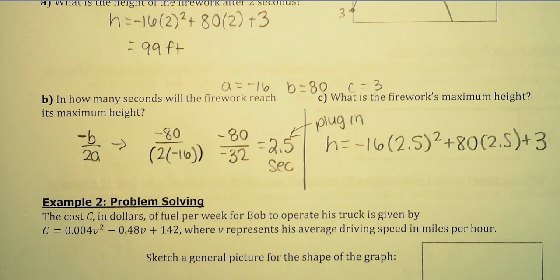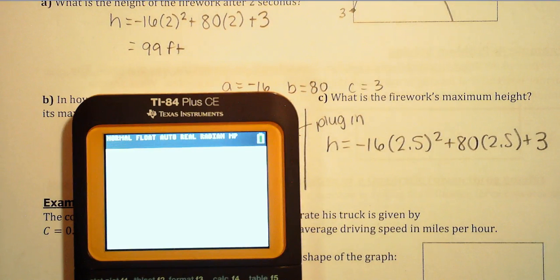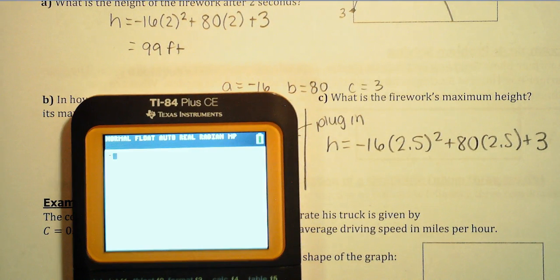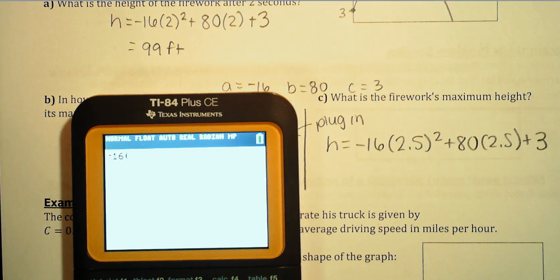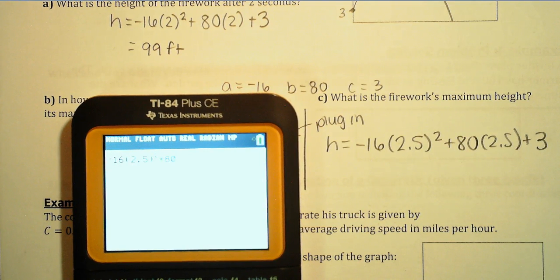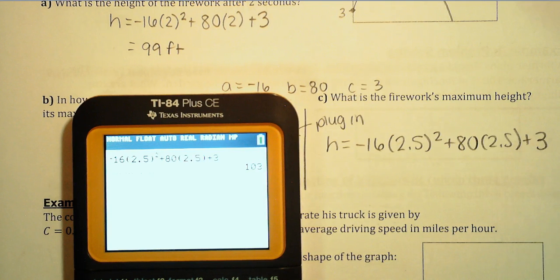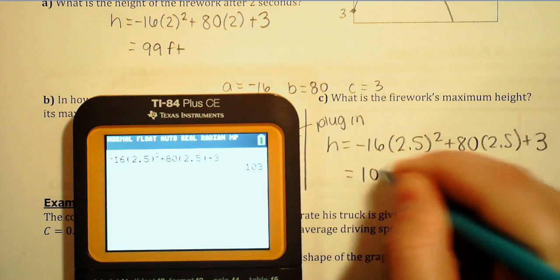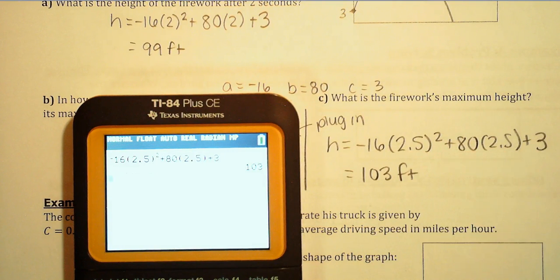And I'm going to see if I can adjust my calculator here real quick before I lay that back up on the screen. Hopefully you guys will be able to see this time. Negative 16 times 2.5 squared plus 80 times 2.5 and then plus 3. And you guys, I'm really sorry there's a glare there. I'm getting 103. So 103 feet is going to be your maximum height.